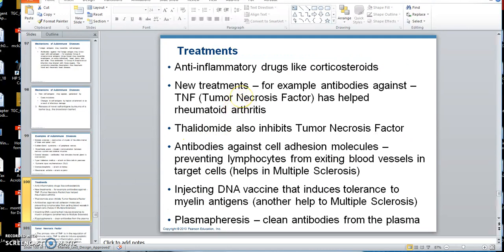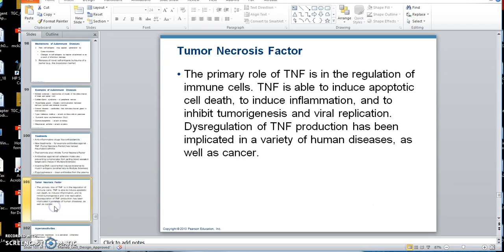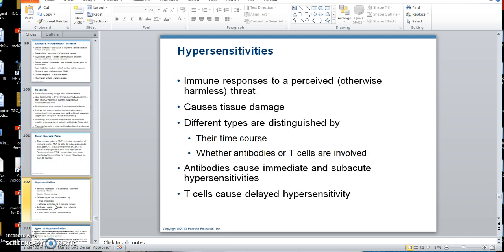Treatments: anti-inflammatory drugs, antibody against cell adhesion molecules. We also have plasmapheresis, where you clean antibodies from the plasma. So there are various treatments. Okay, I won't get into tumor necrosis. So that then brings us to hypersensitivities, which I will do in another video.